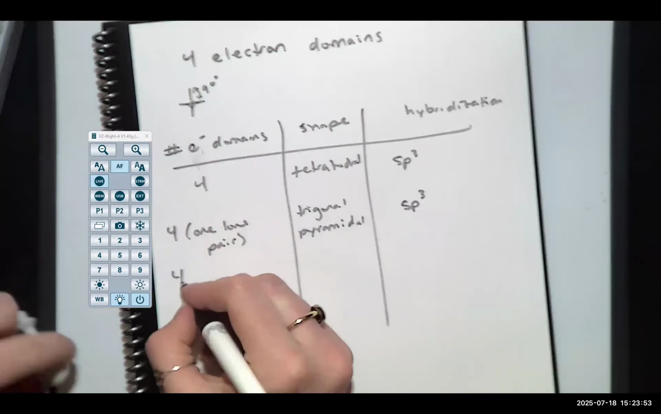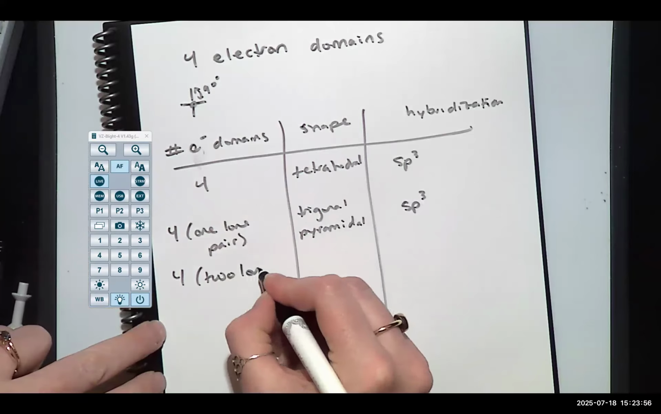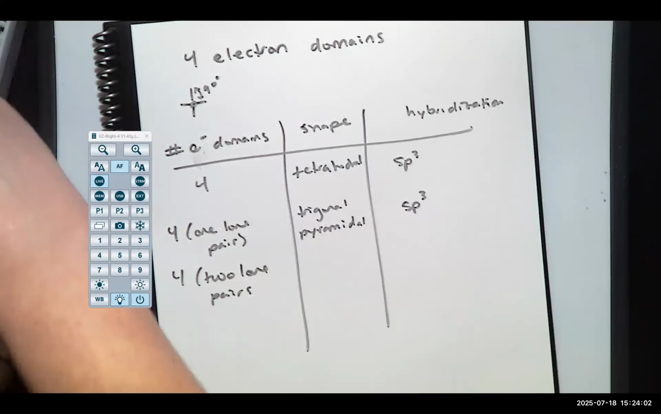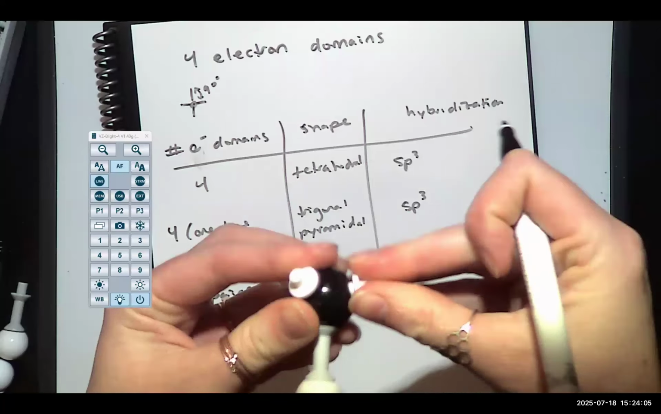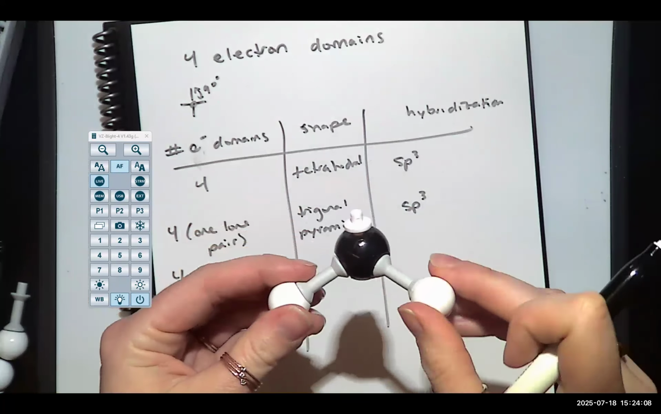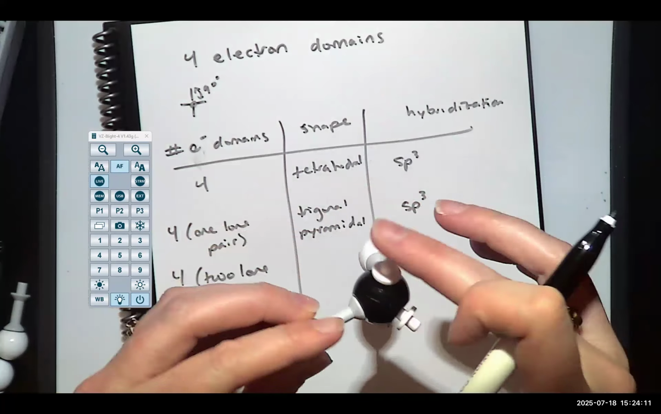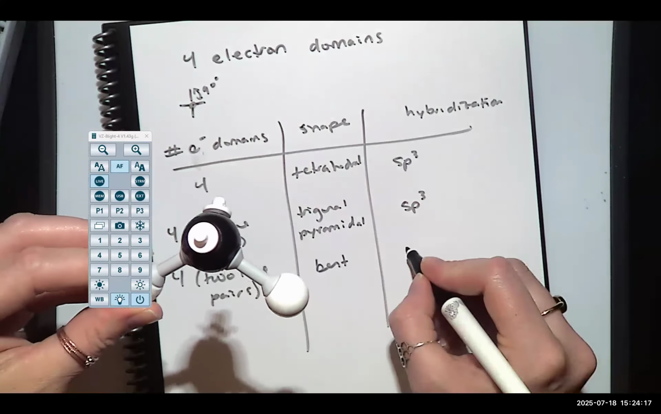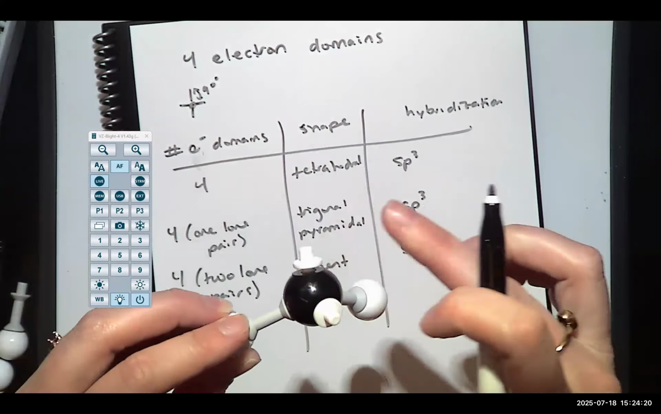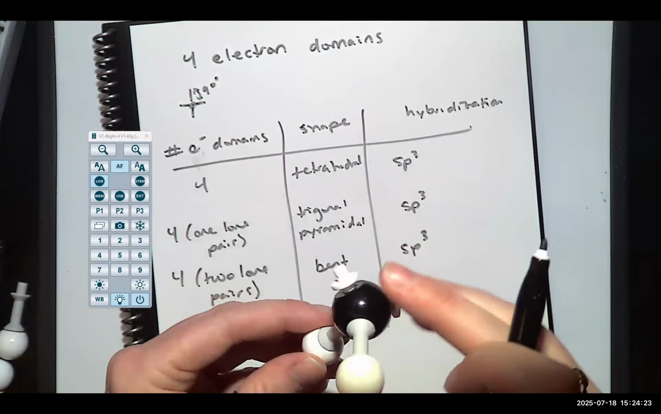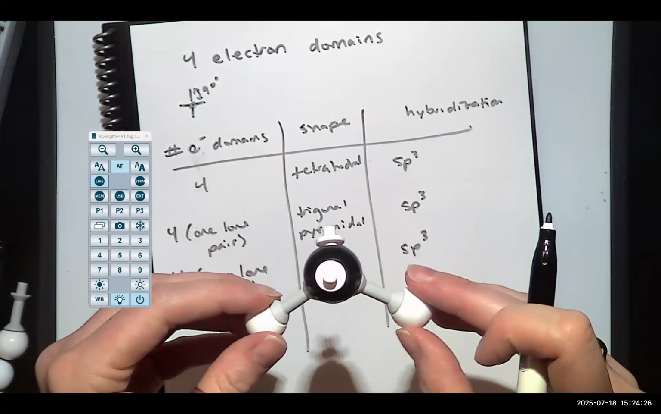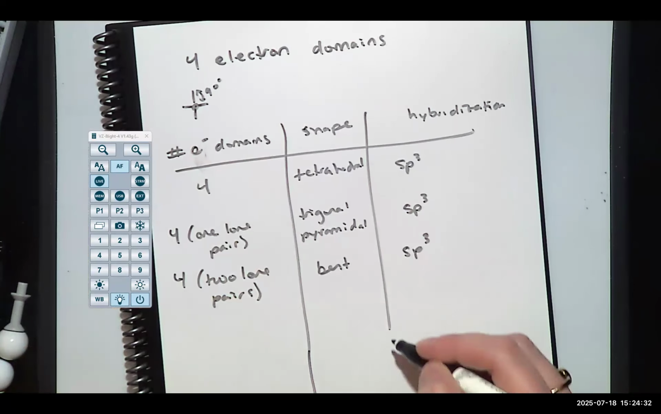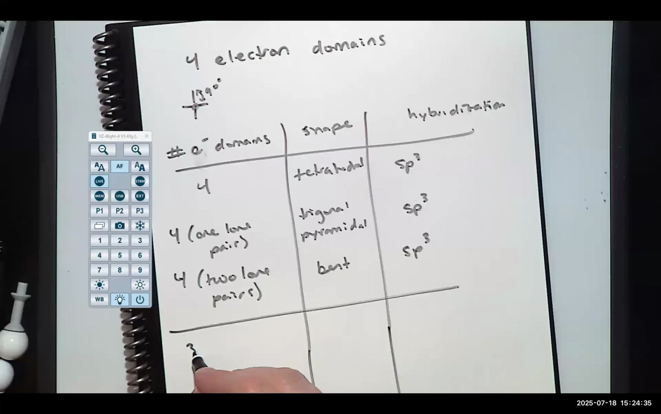If we have 4 electron domains and we have 2 lone pairs, this one is water, an oxygen with 2 lone pairs and 2 bonds. You can see the shape of it. You still have these 2 lone pairs here and here, but only 2 bonds, so this shape is bent. And it's still sp3 hybridized because you still have 1, 2, 3, 4 electron domains.